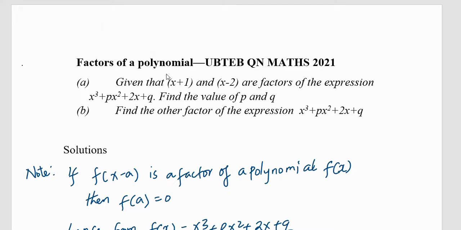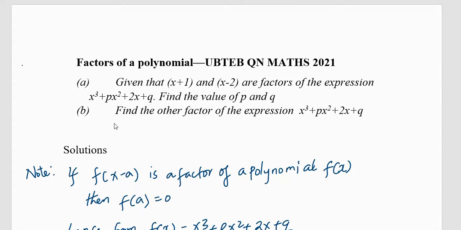Hello everyone, today we are going to look at a problem on factors of a polynomial. Part A of this question says, given that x plus 1 and x minus 2 are factors of the expression x cubed plus px squared plus 2x plus 2, that is the polynomial, then find the value of p and q. Then find also the other factor of the expression x cubed plus px squared plus 2x plus 2.